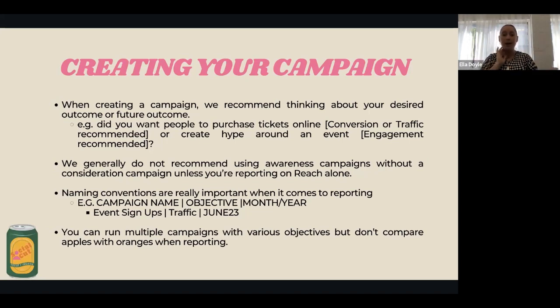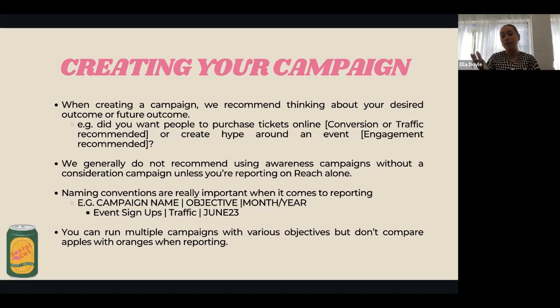So, campaign name, objective, month/year is a really simple way of doing it. So for this one, for example, we want event signups. You might even have the name of the event. It's going to be a traffic objective. So straight away they can see what type of campaign it is. Because as I said earlier, you might be running 2 campaigns for the same thing. So it might be, part 1 is event signups, awareness campaign, June 23.